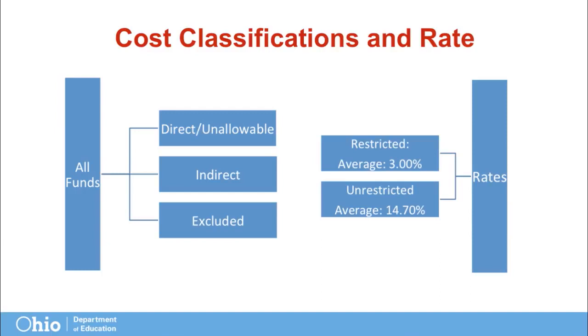The restricted rate is applicable to federal awards from the U.S. Department of Education that have a supplement, not supplant requirement. The unrestricted rate applies to funding sources such as Medicaid and food services programs. Ohio average restricted rate is 3%, and the unrestricted rate averages 14.7%.